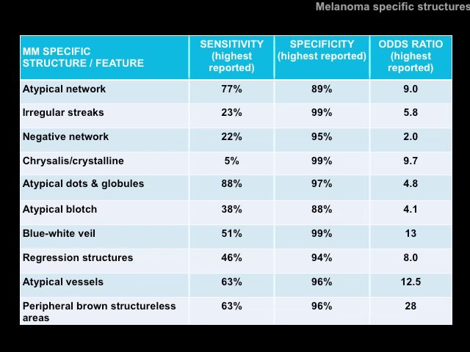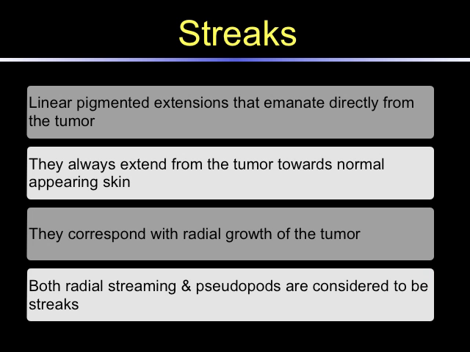Streaks are one of 10 melanoma-specific structures with a specificity of 99% and an odds ratio of almost 6 for melanoma. Streaks are defined as linear pigmented extensions that emanate directly from the tumor and always extend from the tumor towards normal, uninvolved skin. They correspond with the radial growth of the tumor.